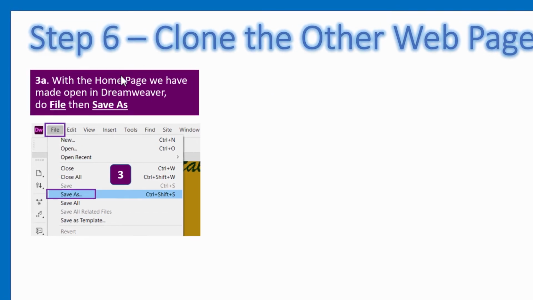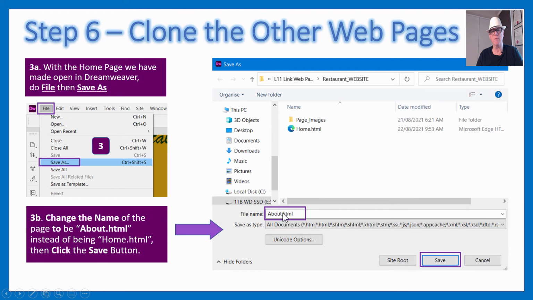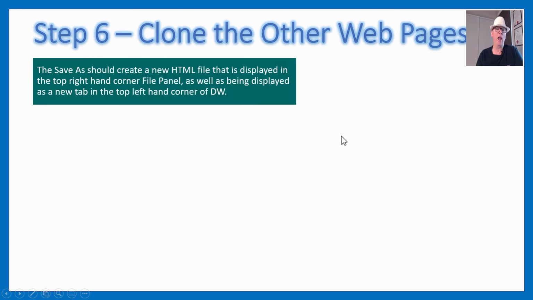Now, we've got a home page there. We go File, Save As, but we change the name. So this one's about HTML. So there's our home page. Yours might have a Google Chrome indicator here. Ours has an Edge one. But you need to change it to about.html. So very carefully, just change it to about and click save. And then we've got our about page.